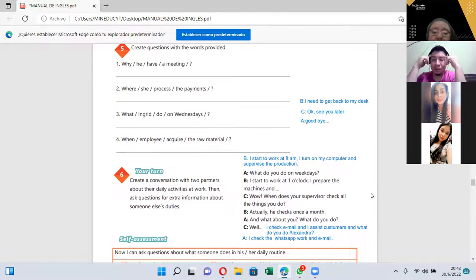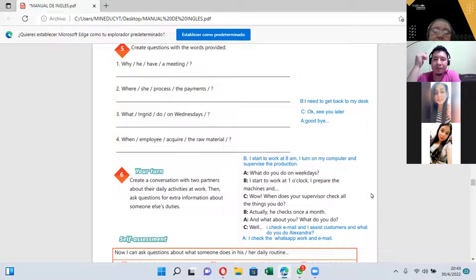Okay. So, but both of you. Okay, she cannot participate. Yeah, because you're traveling. So she is letter C. Ella es letra C. Alexandra es letra A. Okay, I'm going to play her role. I'm going to read for her.